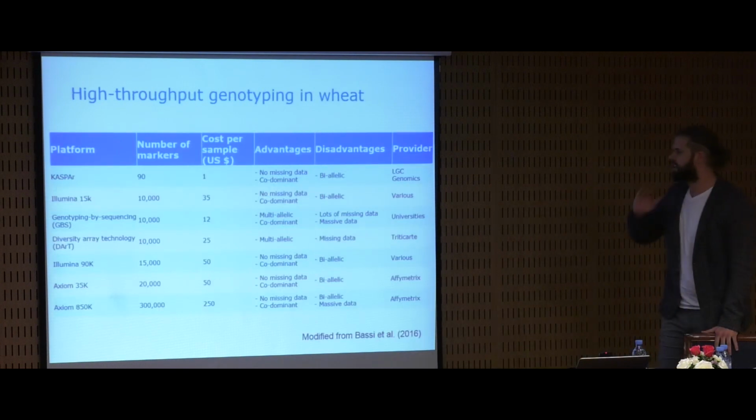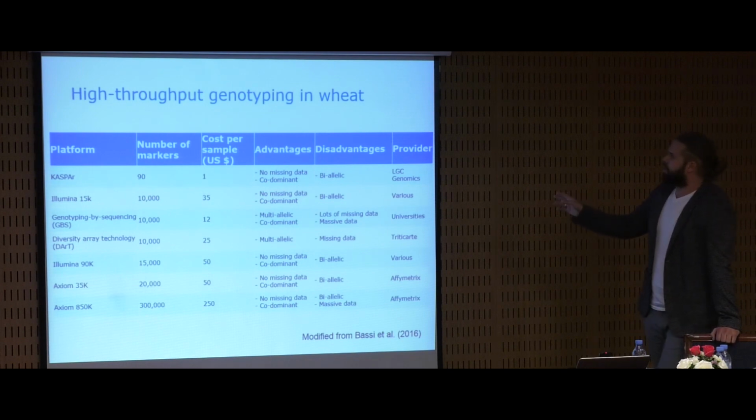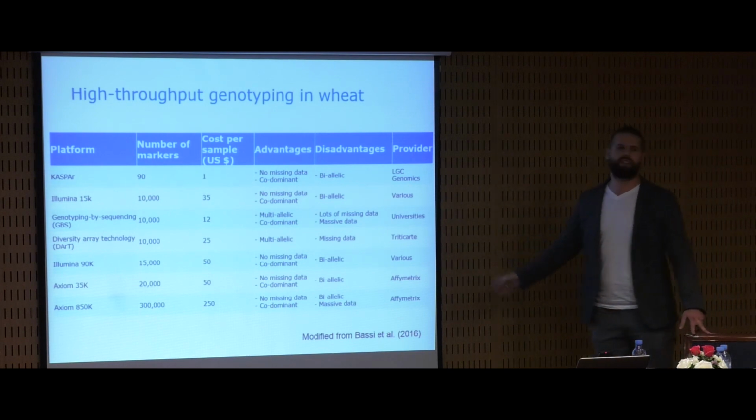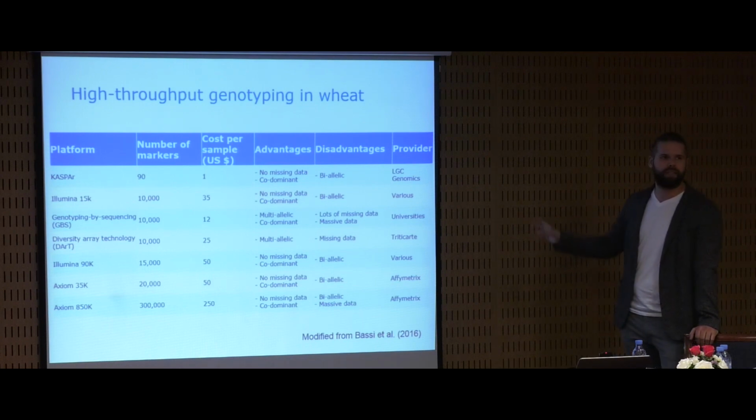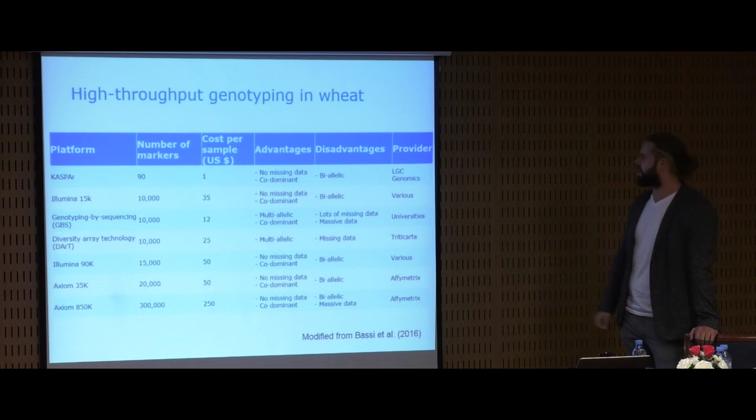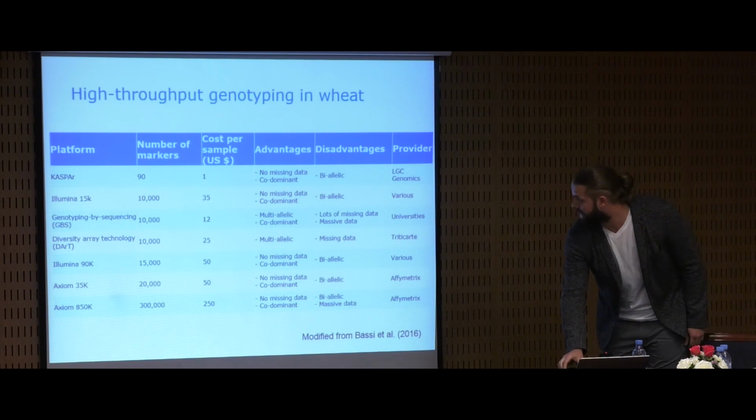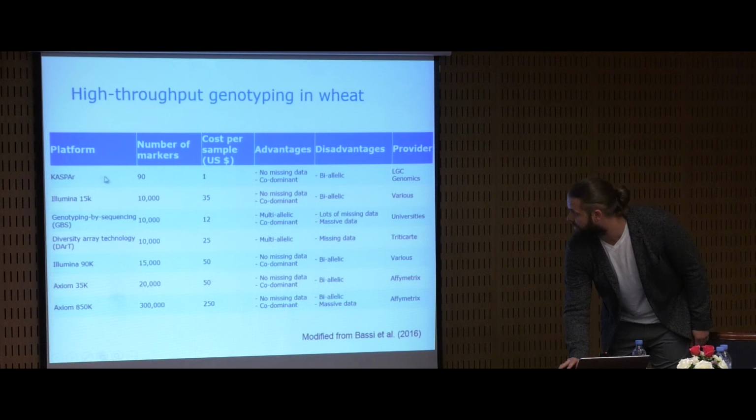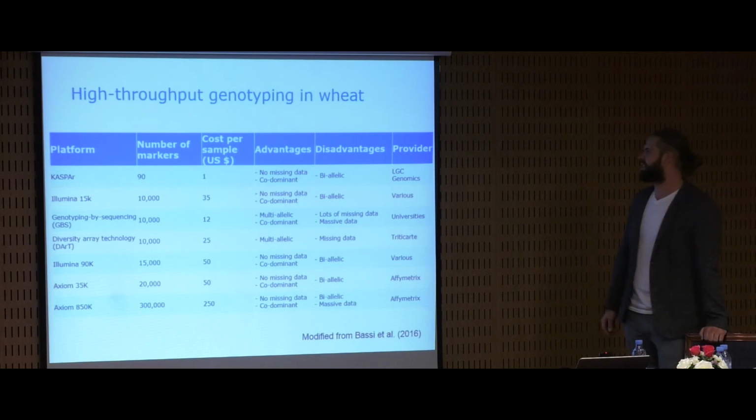But talking about genetic mapping or QTL mapping or genomic signal detection approaches, I want to briefly summarize the high throughput genotyping platforms there are in wheat. And this is actually not a table of mine. This is modified from a publication from Bassi et al. It's already 2 years ago, so the numbers might not be completely up to date, but we see different platforms, starting, for example, with KASP markers on the top left, where you usually have fairly low cost per sample, but you can only consider a low number of markers at a time.